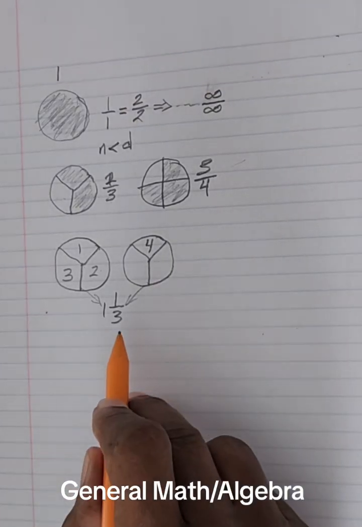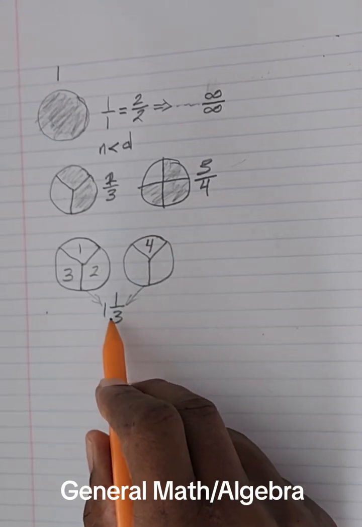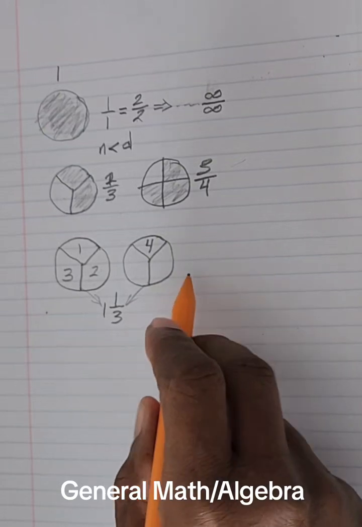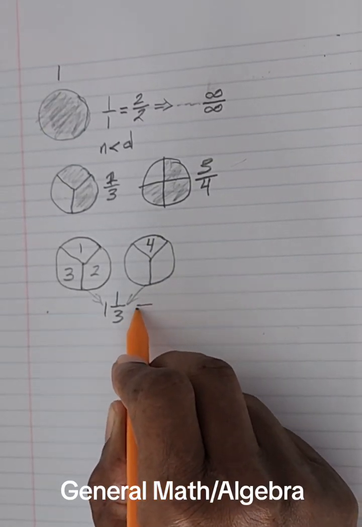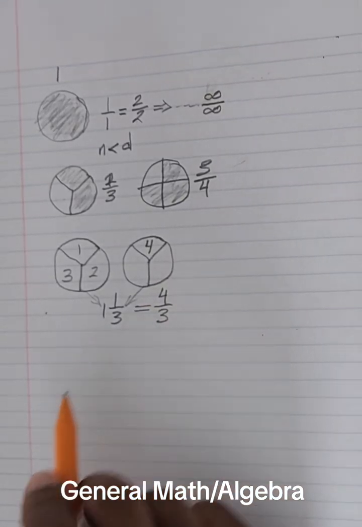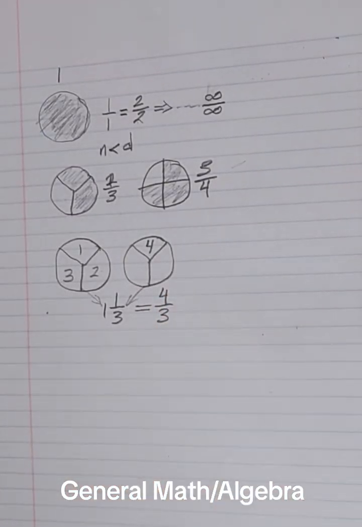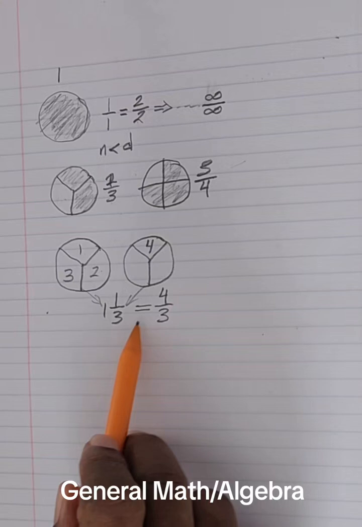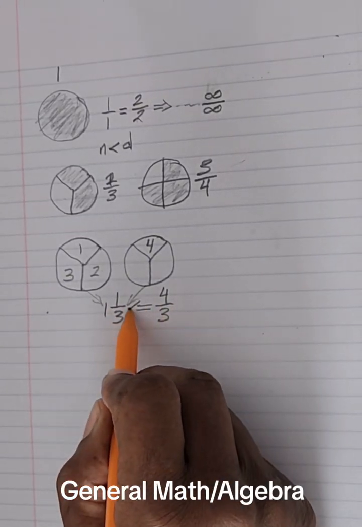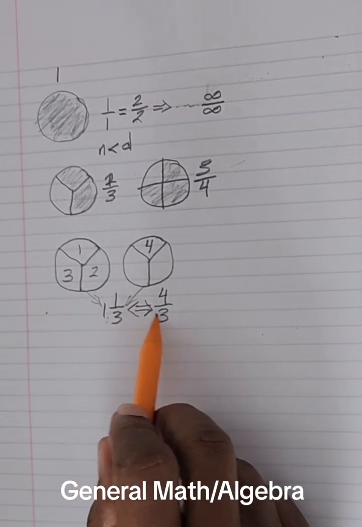How to go back and forth between a mixed number, which would create an improper fraction like 4/3, because now the numerator is greater than the denominator, or greater than or equal to. So how do we go back and forth between these two? Convert back and forth between these two. Go from this to this and this to this.